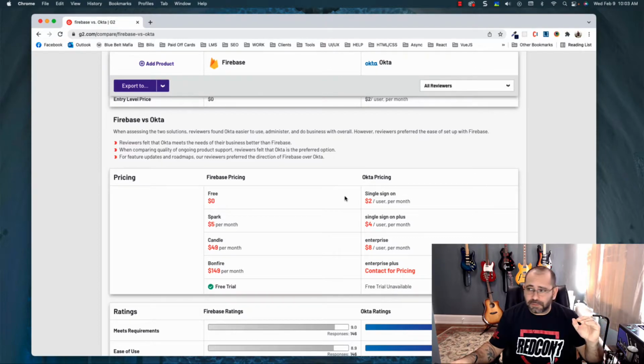So the cheapest tier for Firebase is free, it's $0, and for Okta it's $2 per user per month. Again, I don't know about this. I think it's wrong, but whatever.